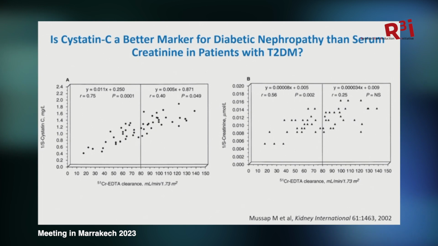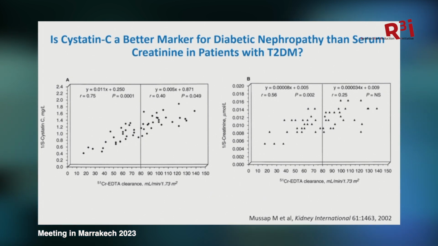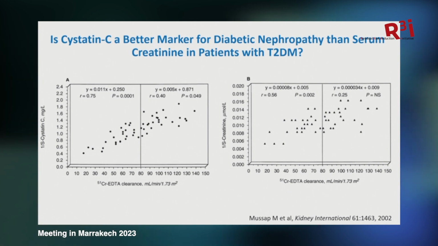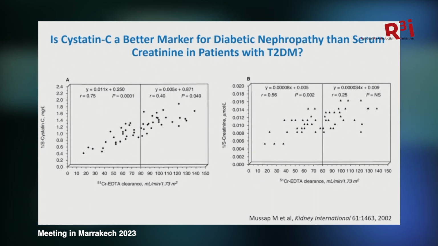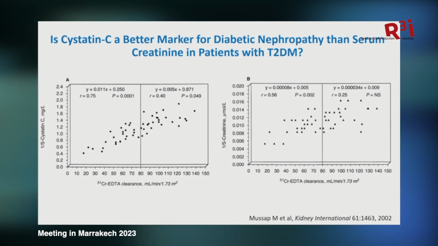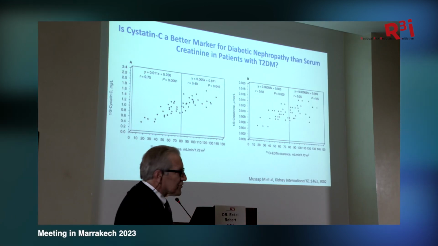And this was one of the early observations that cystatin C may be a better estimate of diabetic kidney disease and diabetic nephropathy than serum creatinine or calculated eGFRs. Here we're looking at the relationship between cystatin C and renal function using chromium-51 EDTA clearance, which is a more specific measure of kidney function. Ultimately, this correlation looks a lot better than this.